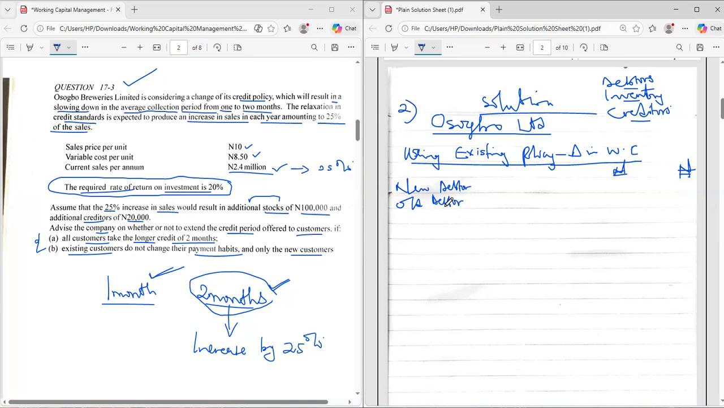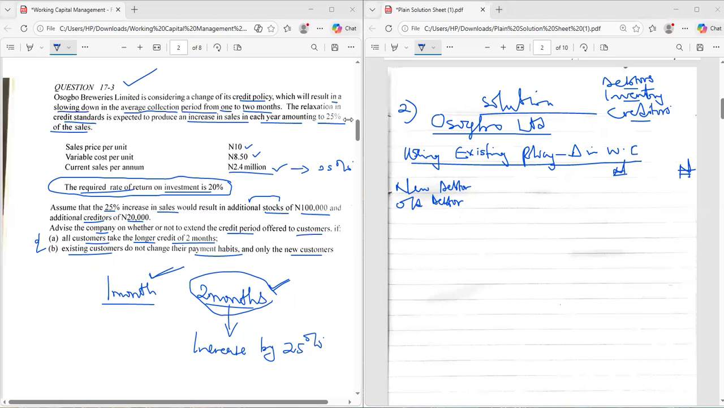How do we know the new debtor? Our debtor figure is always calculated on what? Who can tell me? Receivables. To calculate debtors, which figure do you usually use? Sales. You don't need to forget this thing.